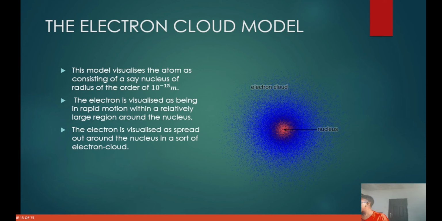Because it was a breakthrough about the atom. This model visualizes the atom as consisting of a nucleus of radius 10 raised to minus 15. You know what a radius is? This is it: the radius is 10 raised to minus 15. The electron is visualized as being in rapid motion, in a relatively large region around the nucleus. All these parts are the part of the electron, and it looks like a cloud. The electron is visualized as spread out around the nucleus in a sort of electron cloud.